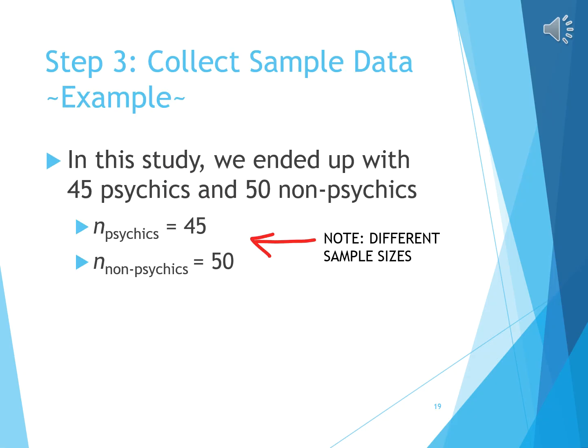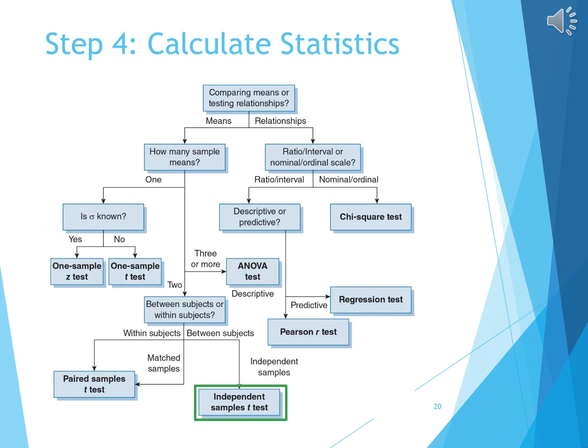Okay, so step 3, actually time to collect our data. This is a little twist because in this example in your book, we actually get uneven sample sizes. We're only able to recruit 45 psychics, but we are able to recruit 50 non-psychics. And we'll see how that plays out in the calculations in a second.